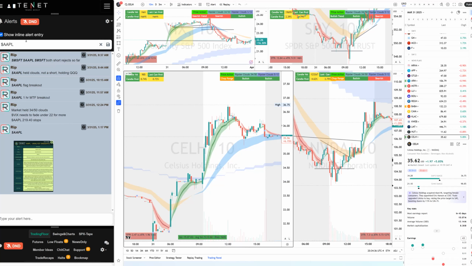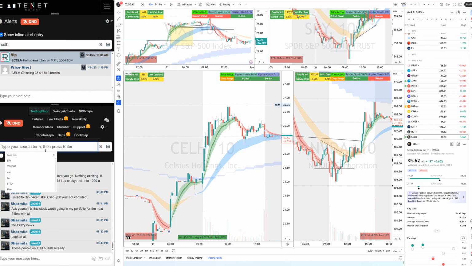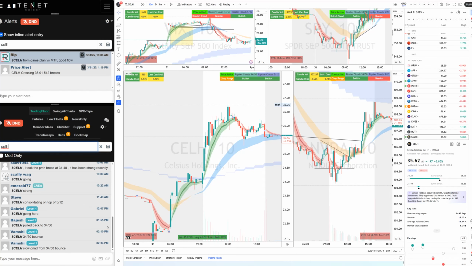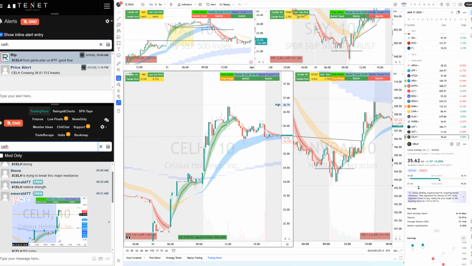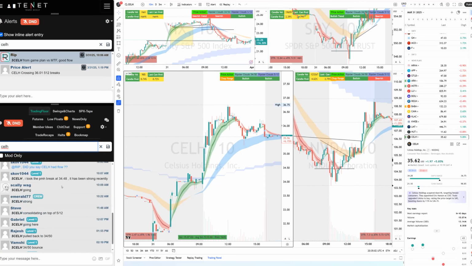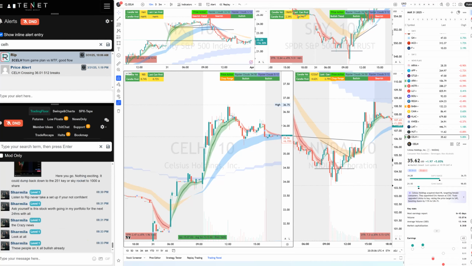There was a lot of flow on CELH. It pushed into 10 a.m., and then from that it pushed to 36.75. And when it broke down, you get out, right? So CELH was a nice trade, decent flow. There are definitely some good setups today. CELH, Scallywag was on top of it. That was a nice call out there. Emerald was on top of it too. So CELH had flow. It was a good setup, a good long winner for the community.